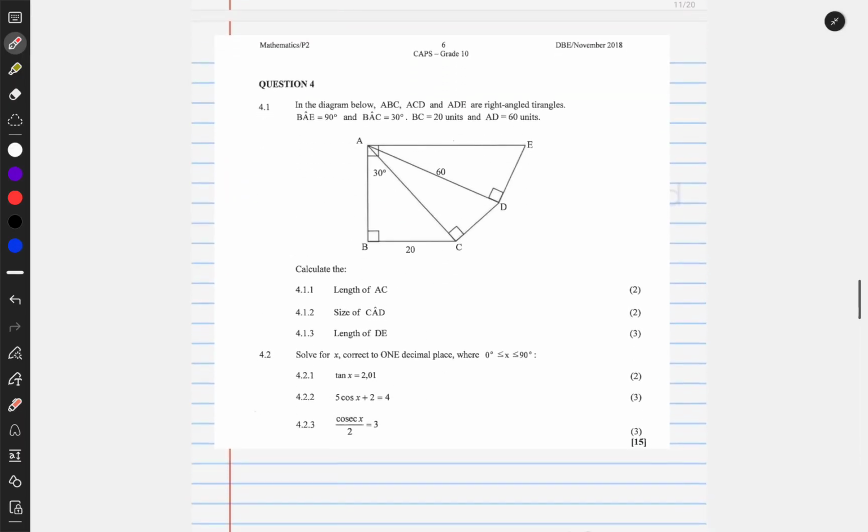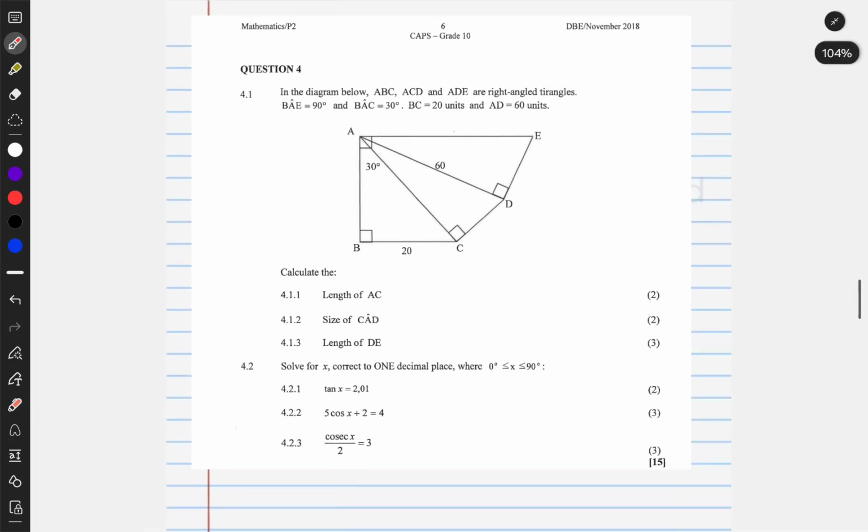So right now we're going to be doing question 4, which is still trigonometry. So yes, without wasting any time, let's go ahead and solve this question.